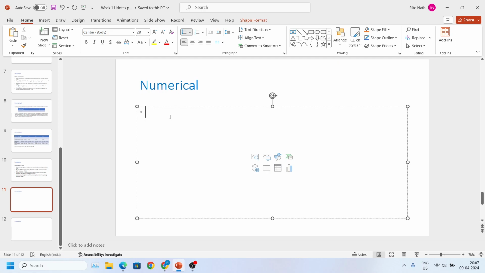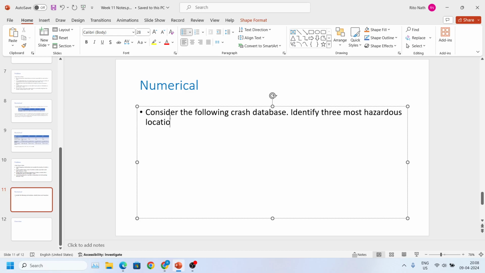I'll give you the data again. Consider the following crash data. Identify the three most hazardous locations, also called black spots, using the EPDO method. I'll give you the table, then you have to find this out.